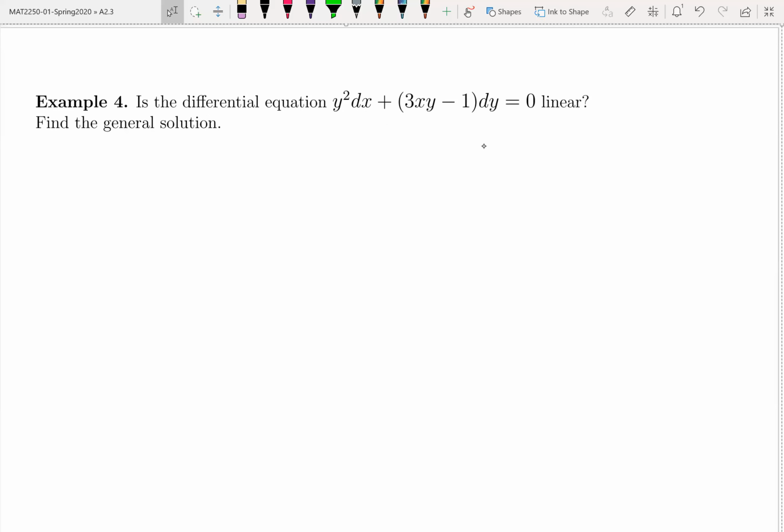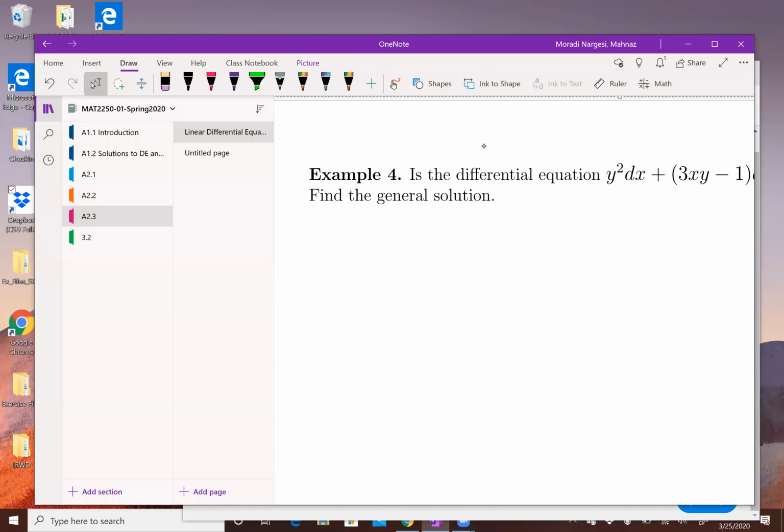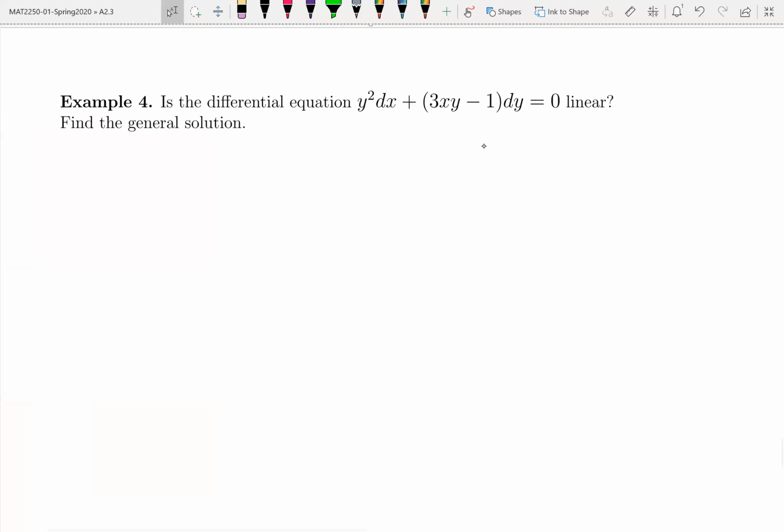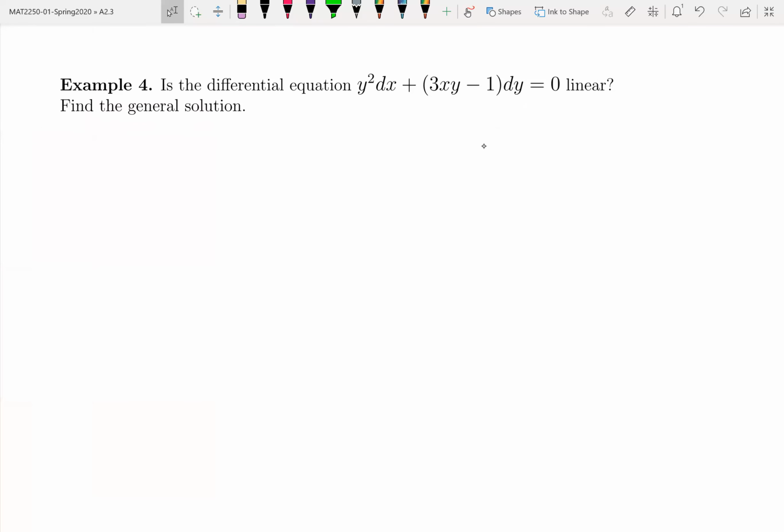Let me check whether I have anything in the chat. No. Okay. Is this one a linear differential equation? What do you think? Linear can't have a second power, right? So that can't be linear. But we won't know unless we really standardize it.